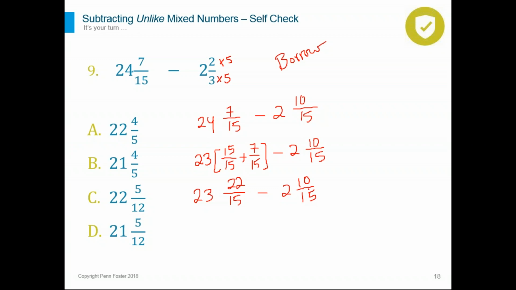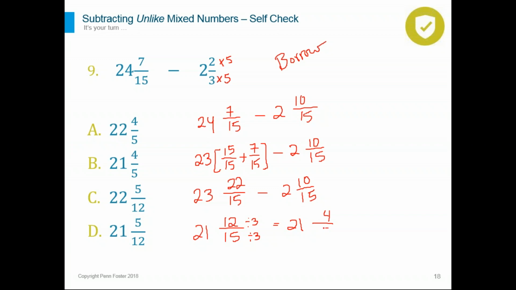Now subtract, because 22 minus 10 is doable. So 23 minus 2 will give you 21. 22 minus 10 will give you 12 on the top, and 15 will still stay in the denominator. Not the simplest form of the answer, because for 12 and 15, there is a common factor. 3 divide over 3 and divide over 3. Do not divide the 21 by 3.